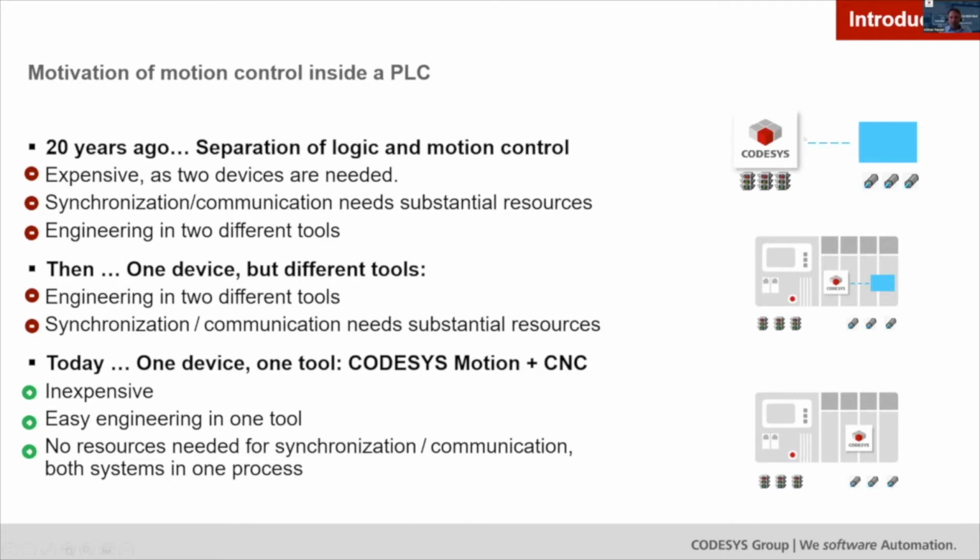You had communication for synchronization between those two controllers, and of course this was expensive. It needed resources. The engineering took place in two different tools. You needed export for each tool, so this was quite complicated. And then people started to integrate both systems, both kernels on one hardware. So this was a next evolution step, let's say. Still, there were some drawbacks in this. The engineering was still with two different tools, and the synchronization communication was not so easy.